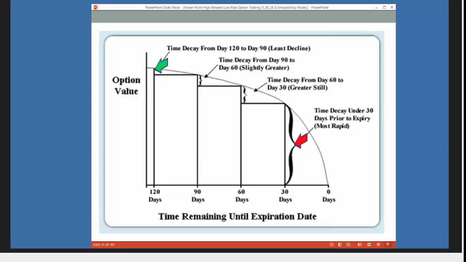So here's a time value chart of what it looks like if you go out in time. So if we look at, let me get a pen here.